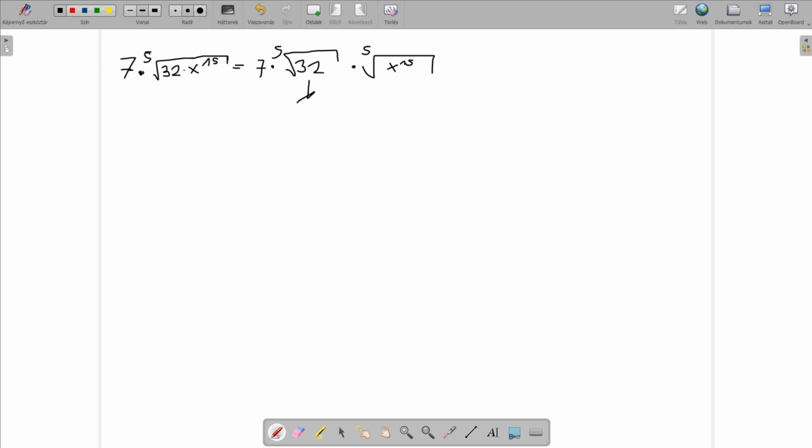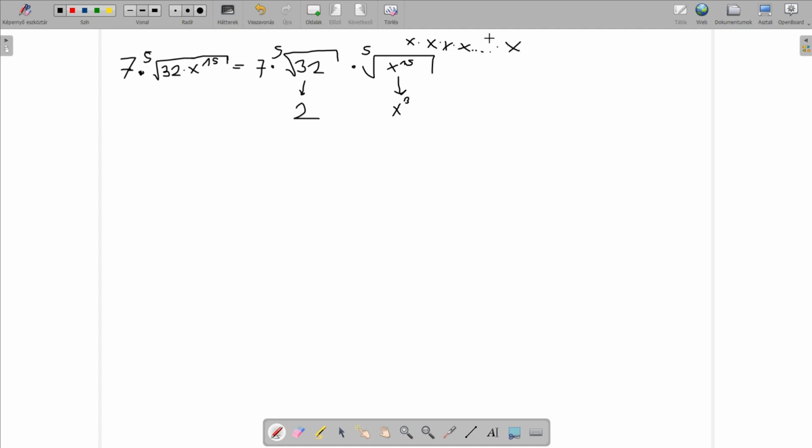So this is going to be equal to, as we have covered earlier, just 2, because 2 times 2 times 2 times 2 times 2 is 32. The fifth root of x to the 15th power is going to be equal to x to the third power, because if you think about it, x to the 15th power is just x times x times x times x, and it just keeps going on, and times x.